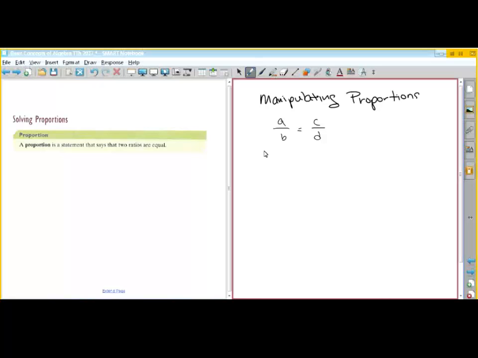Now, how do you manipulate that besides just taking the cross product? There are other ways of getting the answer without having to just use the cross product. Because ultimately, if you use the cross product, then you have this extra step. And I think I talked about this the other day.